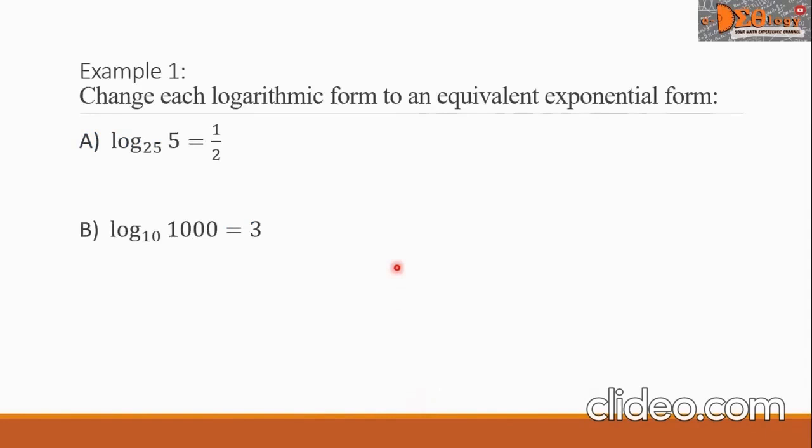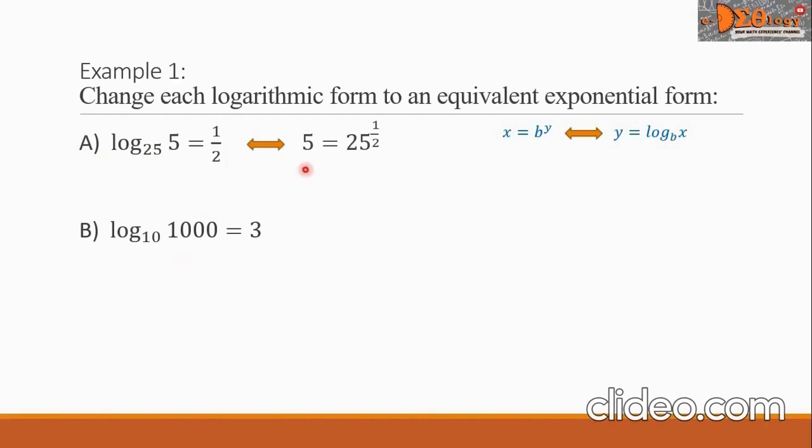Let's go now to examples. This is example 1. Change each logarithmic form to an equivalent exponential form. We have here our conversion formula. So letter A is log of 5 to base 25 equals 1/2, and letter B, log of 1000 to base 10 equals 3. So let's start with letter A.